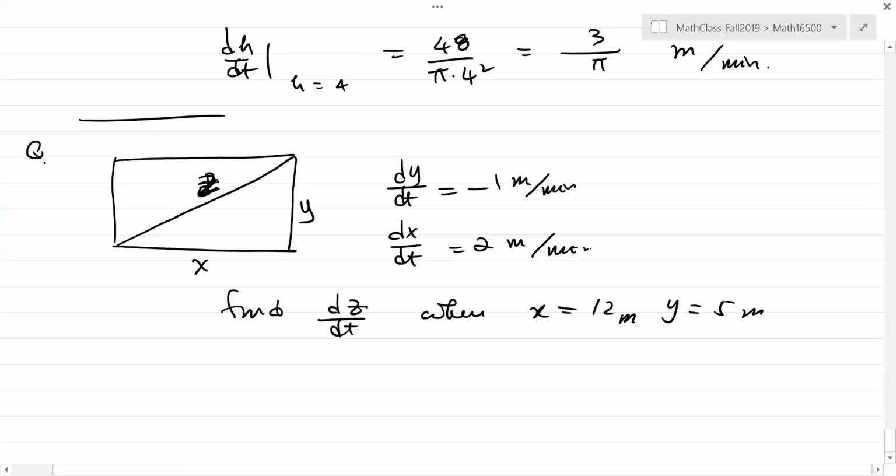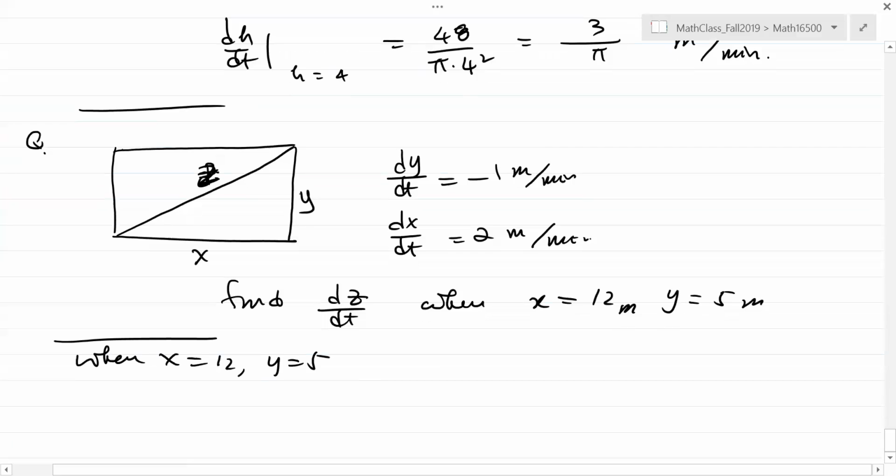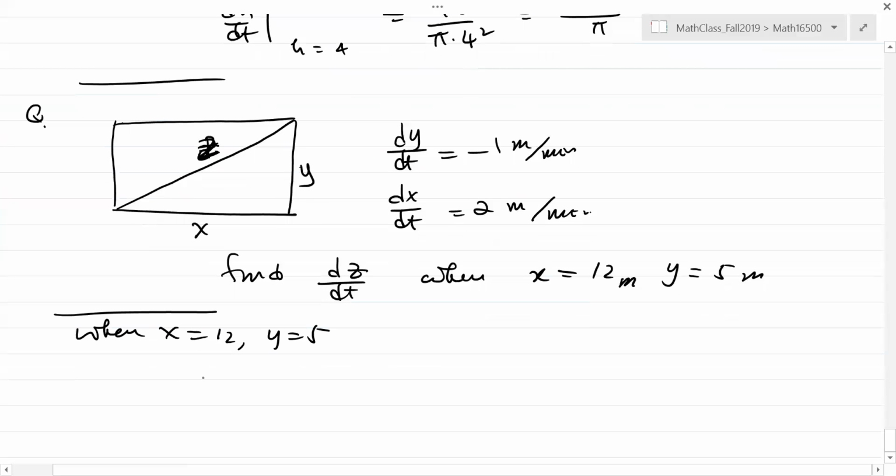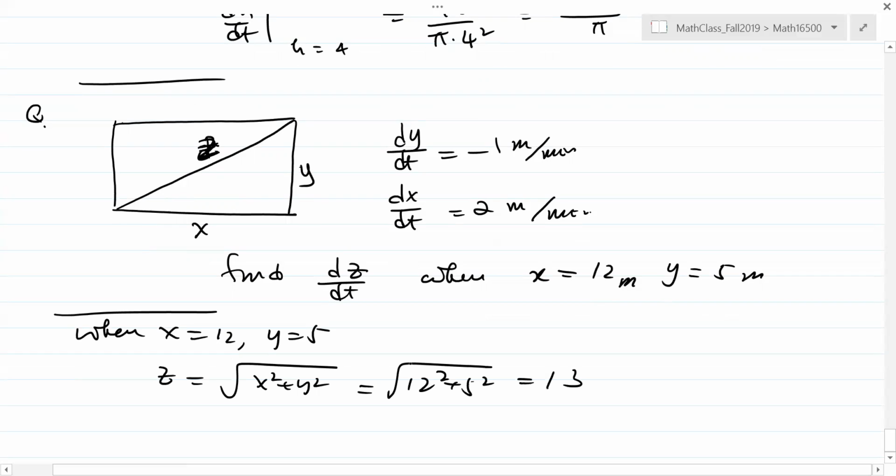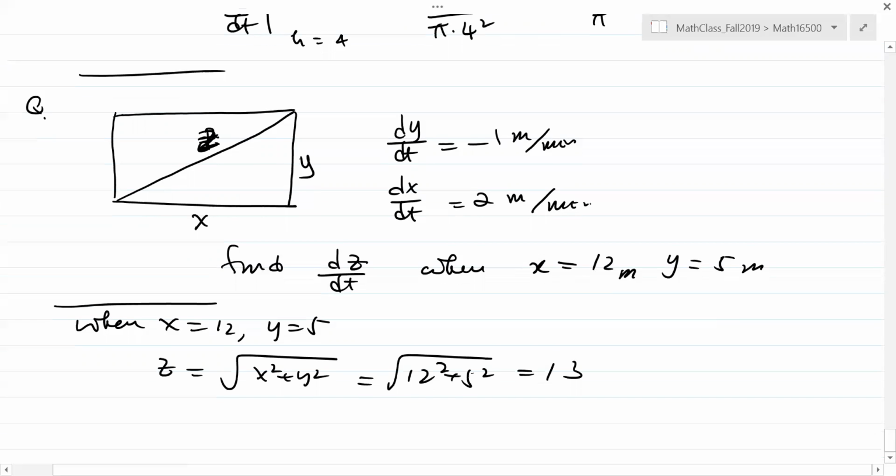Yeah, first of all, let's make an observation, right? When x equals 12, y equals 5, and this is a special triangle. By the Pythagorean theorem, x squared plus y squared is 12 squared plus 5 squared, which gives z equal to 13. I memorized a few special right triangles: 3, 4, 5, then 5, 12, 13. You can list maybe 7. Those are special triangles with integer lengths.